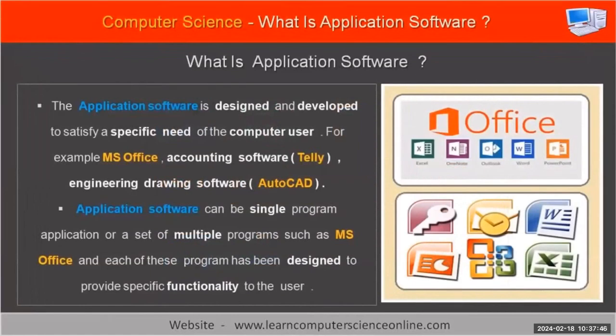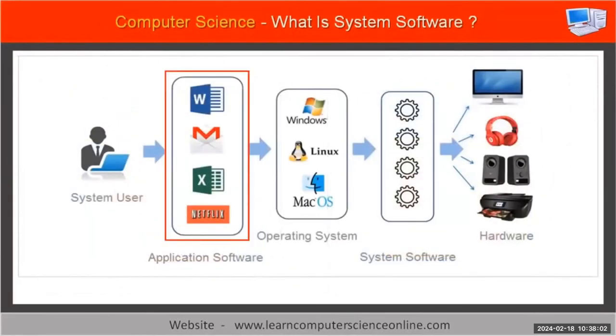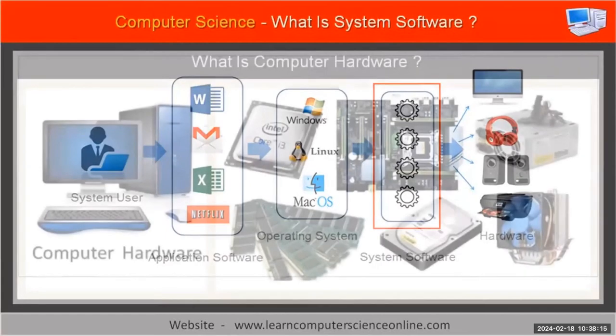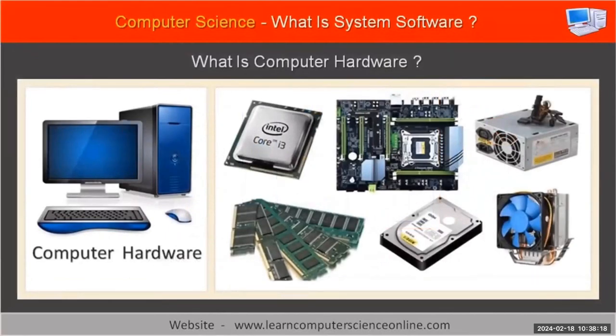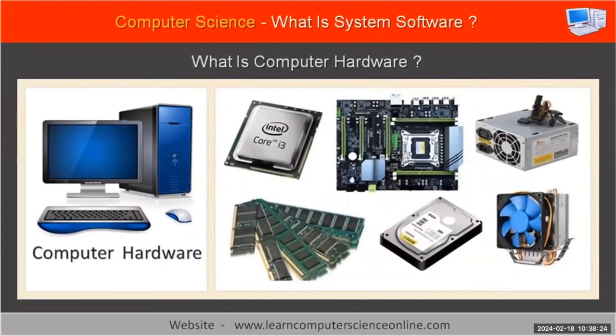The application software is used by the computer user to perform various tasks on the system. For example, Microsoft Office is one of the most commonly used application software. Whereas the system software is internally used by the computer system itself to communicate with the various hardware components. In other words, the application software works as an interface between the user and the computer system. And the system software works as an interface between the operating system and the computer hardware. The hardware components can either be internal components that are part of the system itself or some connected externally.